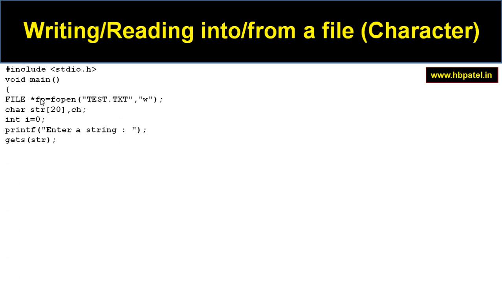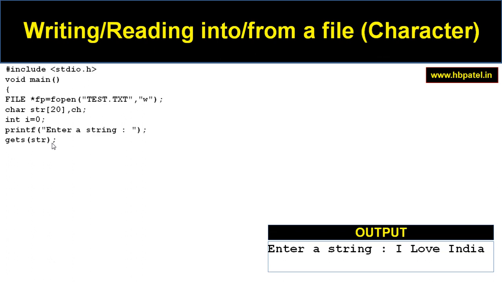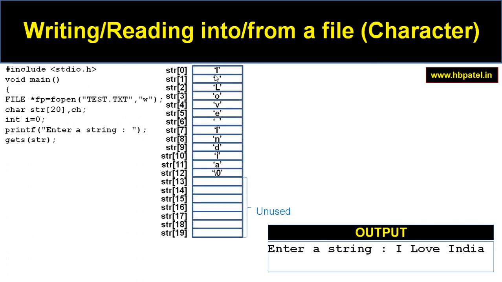We have the same file pointer, the same file name, and we are opening and creating it in w mode. Then we ask the user to enter a string, and we read a string. In output we get Enter a string, and supposing I enter I love India, then I, space, love, space, India will be stored in various locations, and we know that in a string a null character is inserted automatically at the end. So now I'll repeat a loop till I get the null character, and all these characters will be written in the file str[i].